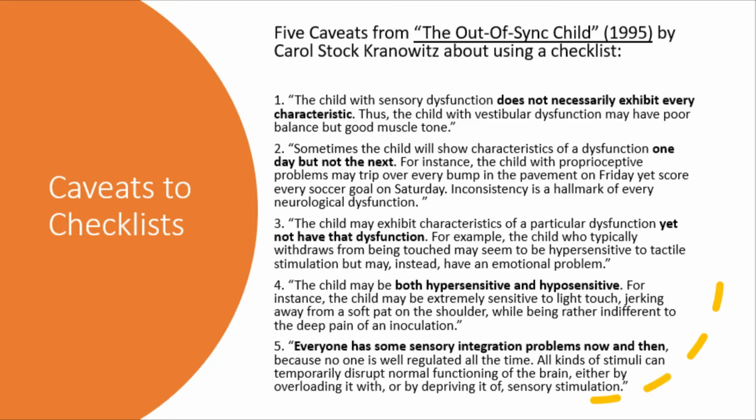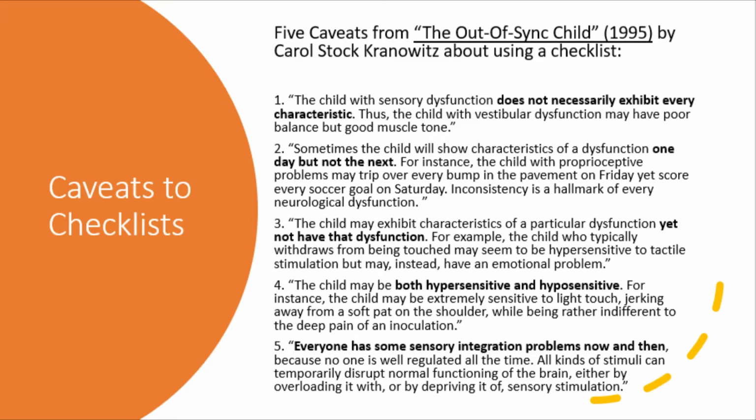Third, children may exhibit characteristics of a particular dysfunction, yet not have that dysfunction. For example, the child who typically withdraws from being touched may seem to be oversensitive to tactile stimulation, but may instead have an emotional problem. Therefore, I strongly encourage you to discuss any concern with your child's pediatrician prior to making assumptions about a potential diagnosis. Fourth, a child may be both hypersensitive and hyposensitive, or over-responsive and under-responsive, as we've talked about previously.